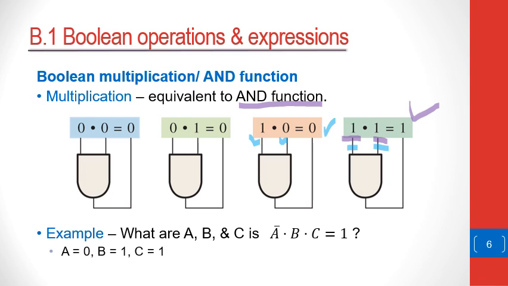Then if you look at an example here of an expression whose result is a 1, it means that in this case all of these literals have to be 1, which means A complement has to be 1, B has to be 1, C has to be 1 in order for this expression to be 1. Which means in terms of the variables, B becomes 1, C becomes 1, and A will therefore become 0, so that its complement is 1.